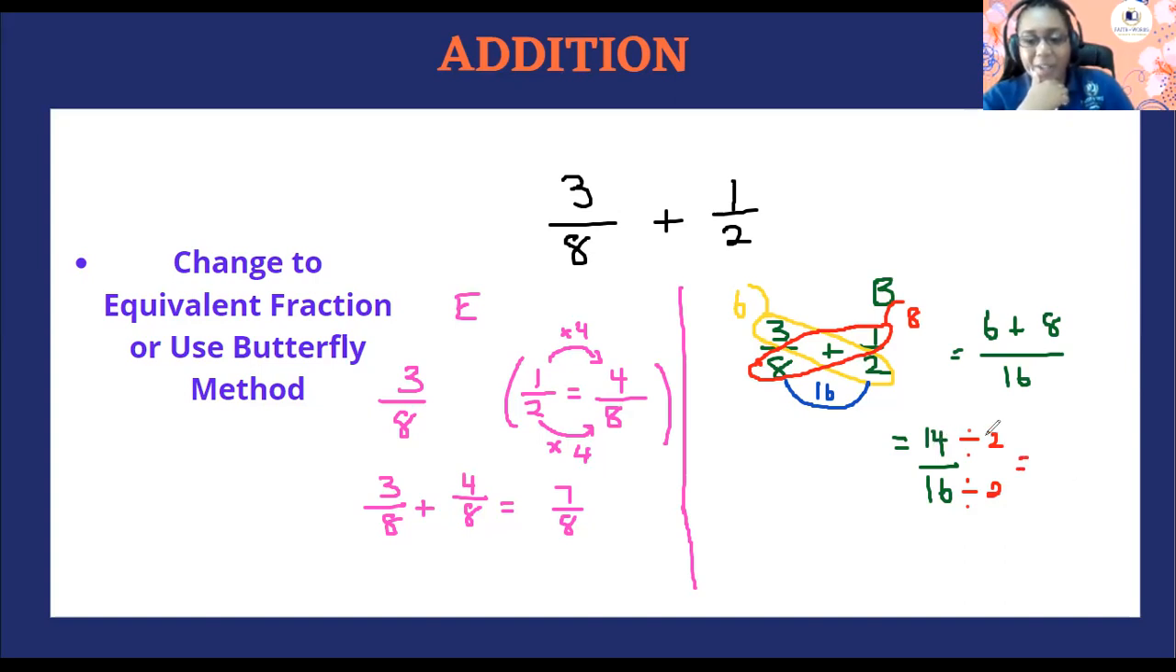So 14 divided by 2 will give us 7. 16 divided by 2 will give us 8. And there we have it, the same answer. So there are 2 different ways to do the same thing. I'm going to give you all 3 minutes to take it down.